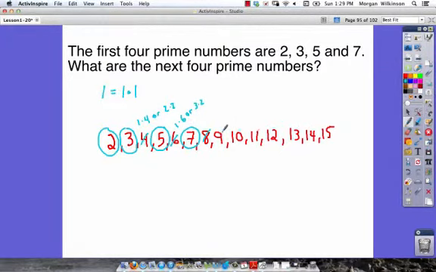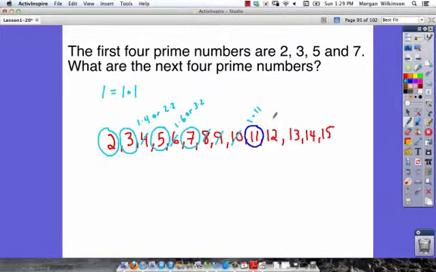9, well, we saw 9 has 3 factors because 3 times 3 is also 9. 10 is even, can't be. 11, the only way we can get to 11 is 1 times 11. So 11 will be our first answer that we have for this question. That's the first of the next 4 prime numbers.